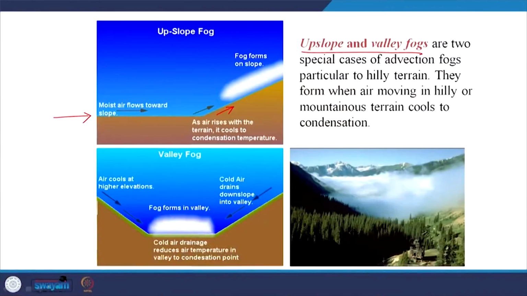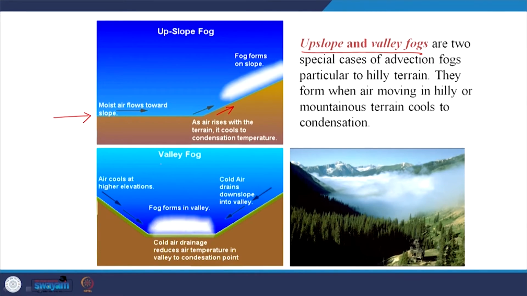It is lifted, of course. As it rises with the terrain, it cools to condensation temperature. So as it is lifted, its temperature is cooled, and at some point it can form a cloud. But this happens across the terrain. It's not a mechanism where you lift an air parcel, and this air parcel goes to a height and then forms a cloud. Rather, this cooling happens as it is lifted across the terrain. That is why you call them upslope fog.